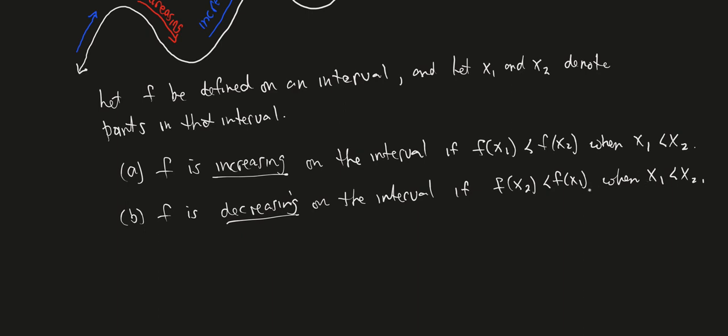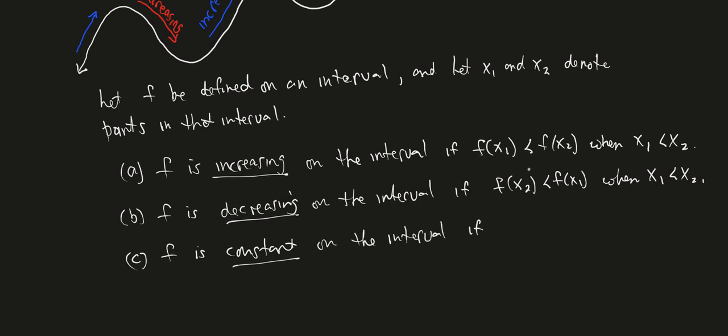So what this is saying is, for the larger x, which is x2, it corresponds to a smaller y, right? So as your x gets bigger, your y gets smaller, and that fits with our intuition about a y value that's decreasing. It's going down from left to right. And then C, the last one, is f is constant, right, on the interval.